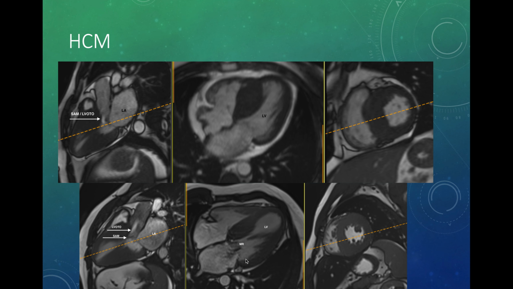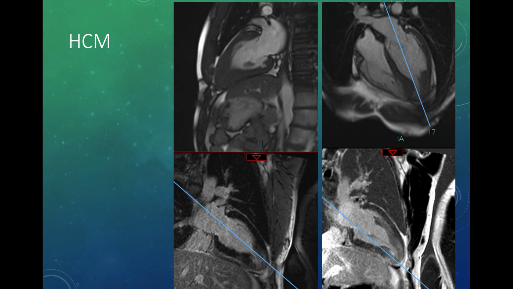And if there is a SAM and probably there is a secondary mitral regurgitation, then we need to quantify the secondary mitral regurgitation. Also, we will need to comment whether there is any kind of mid-cavity obstruction or any kind of apical aneurysm, because those points would stratify the risk assessment of those patients. For example, this is an apical form of HCM.